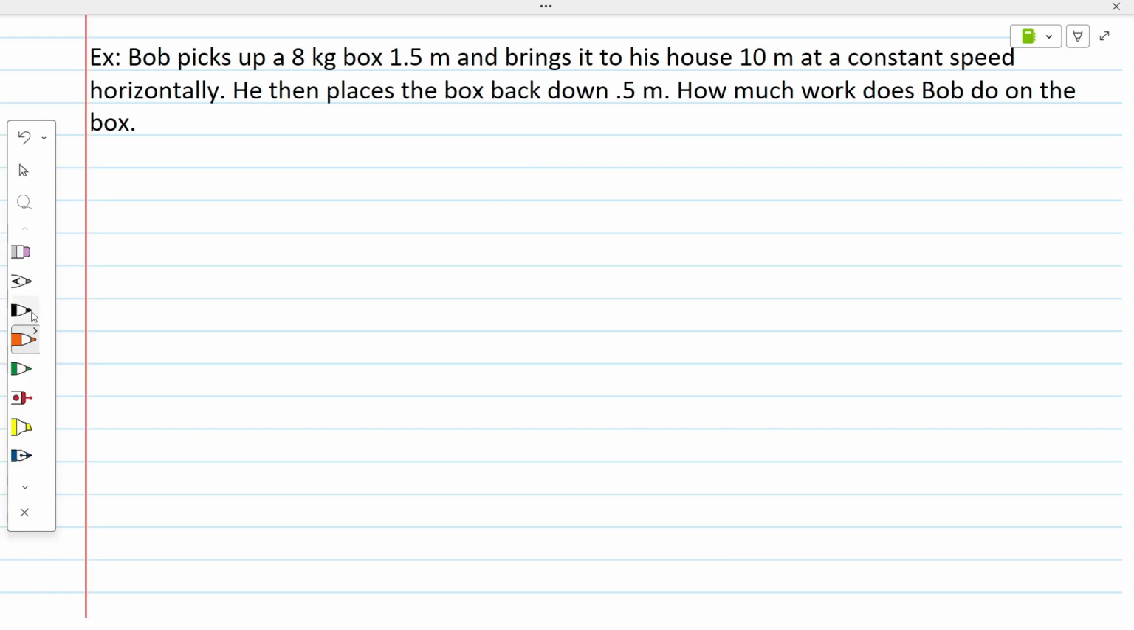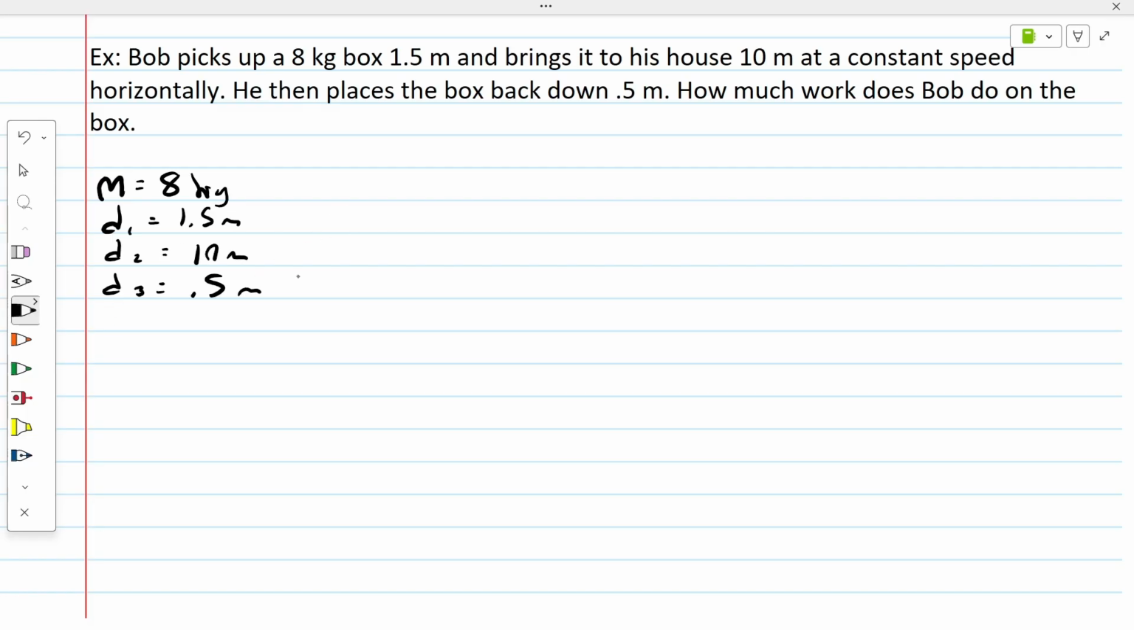So let's write out what we have. We know the mass of the box is 8 kilograms. The first distance is picking up the box 1.5 meters. He then travels a second distance of 10 meters and then places the box back down 0.5 meters. So we need to figure out what the total work over the situation is. But you'll notice that we can't just add up these distances and say that the force is going to apply on these equally, because different things are happening.